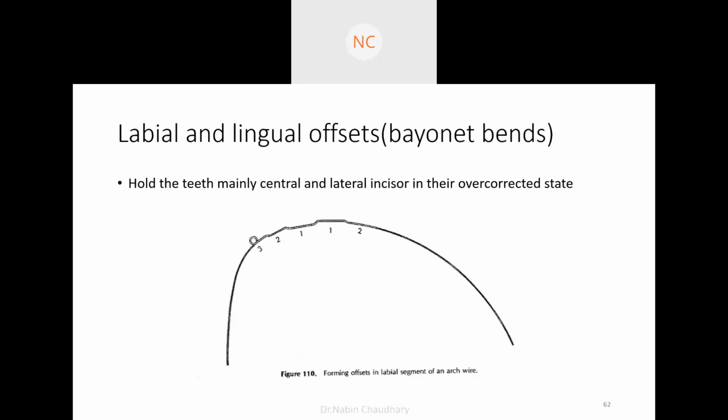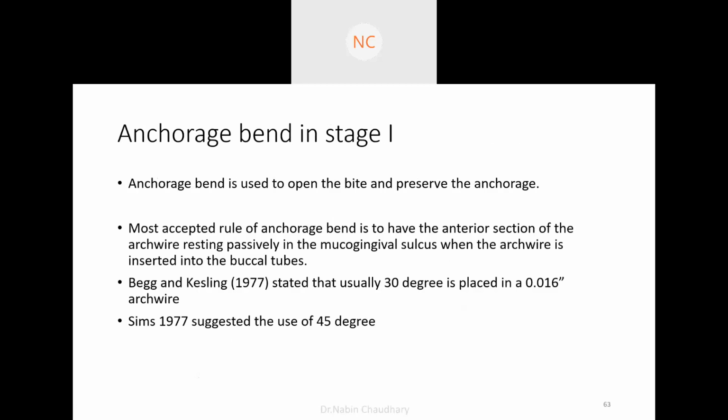And also we can give the offset, that is labial and lingual offset. These offsets are generally also called the Begg offsets, and these offsets generally hold the teeth in the overcorrected state. These offsets are generally placed between the central and the lateral incisors, so that we can hold the teeth in their overcorrected position.